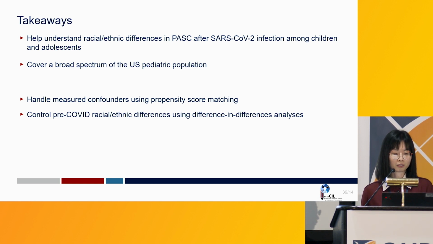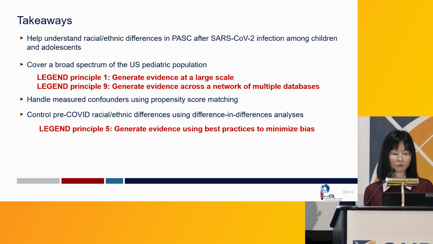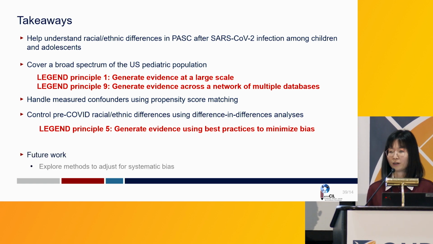Our study covered a broad spectrum of the US pediatric population, which follows the LEGEND principle 1 and 9 to generate evidence at a large scale and across a network of multiple databases. Our study handles measured confounders using propensity score matching and controls the pre-COVID racial and ethnic differences using difference-in-differences analysis. This aligns with the LEGEND principle 5 to generate evidence using best practice and aim to minimize bias. As for future work, we will explore methods to adjust for systematic bias.